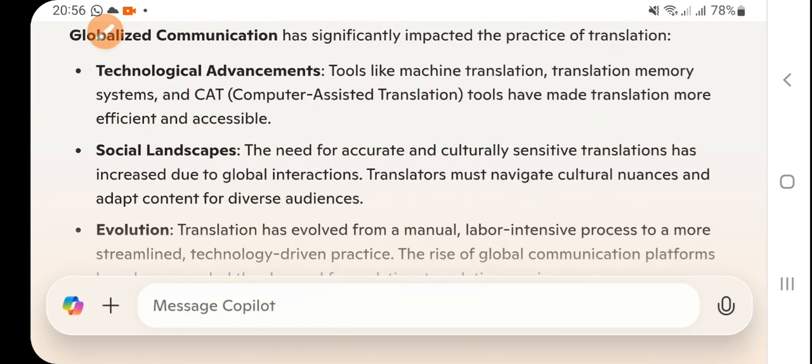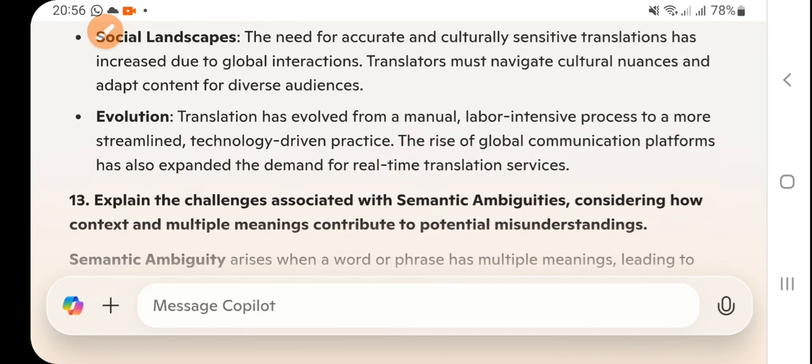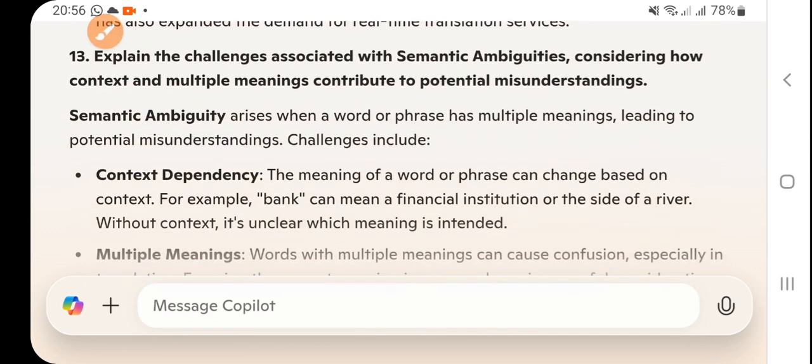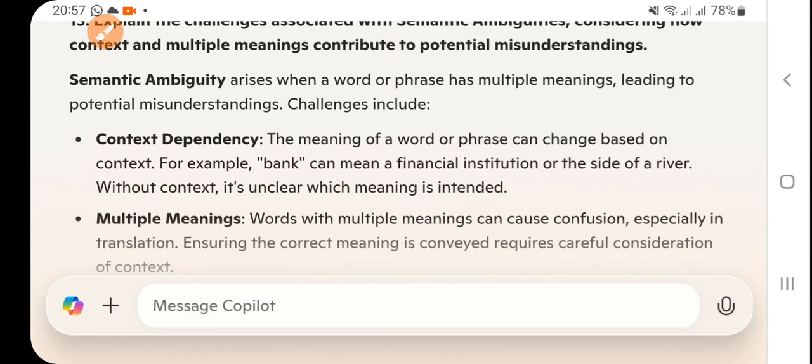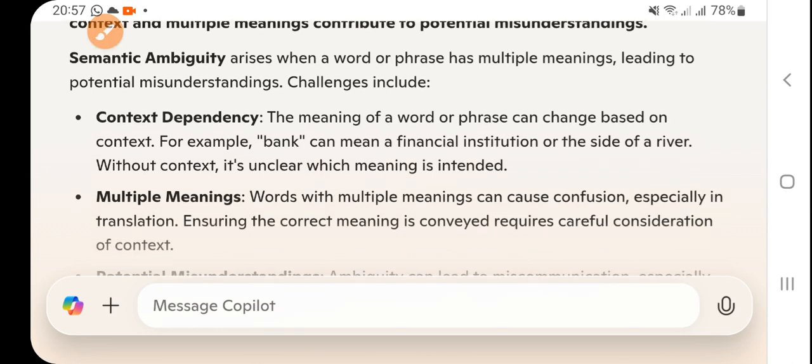Translation is very easy because of technological advancements, social landscape change, evolution is done. Now, explain the challenges associated with semantic ambiguities, considering how context and multiple meanings contribute to potential misunderstandings. Semantic ambiguity arises when a word or phrase has multiple meanings, right?